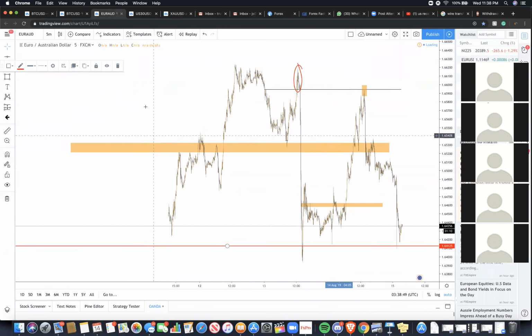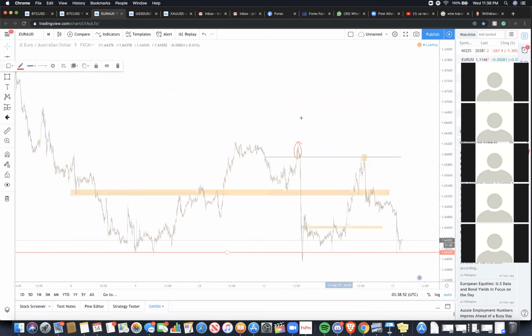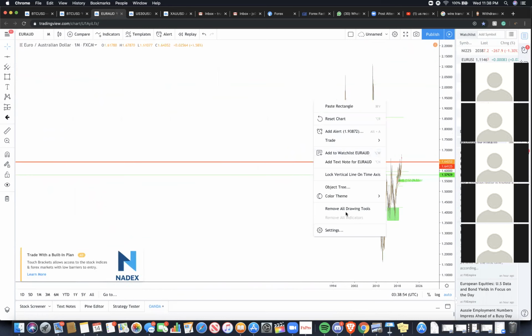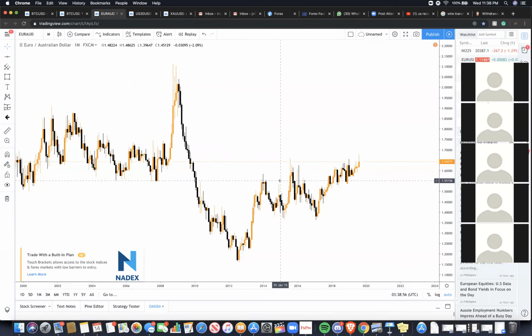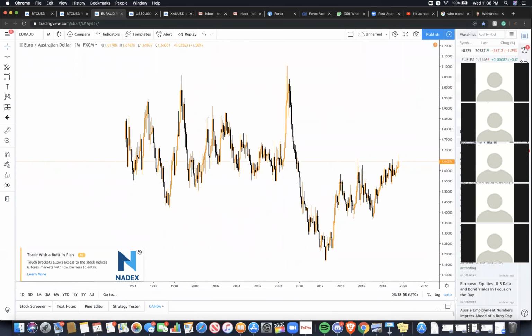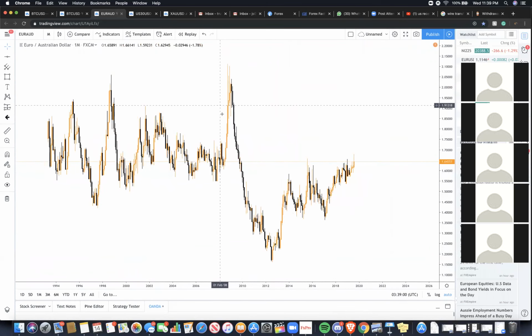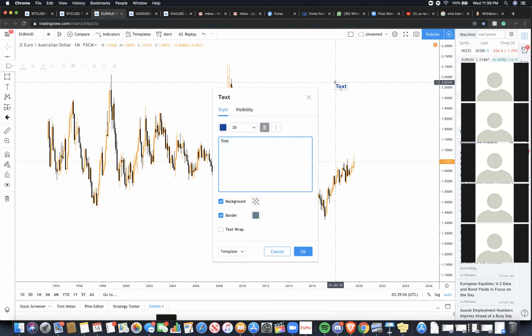Okay, so let's get into the charts and assess the monthly, the weekly, and the daily time frame. So I'm going to use Euro AUD. I'm going to open up the monthly time frame. I'm going to delete all the drawings I have. So now we're at the monthly time frame. Okay, first things first. What is the first thing we always do? I'll write it down here.